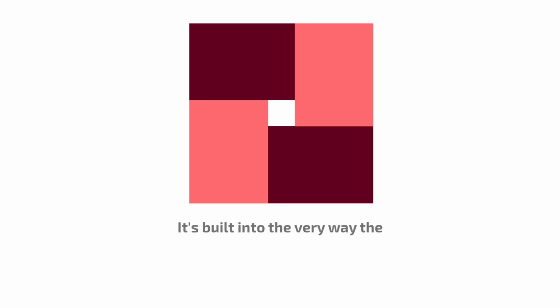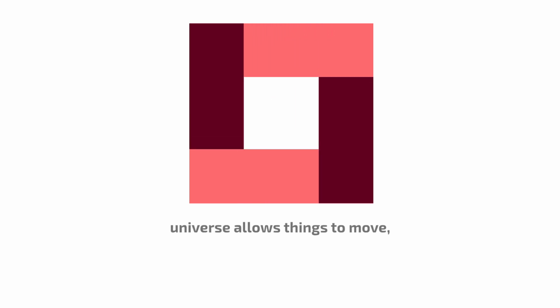So at the deepest levels, pi isn't just about round objects. It's about how space itself is structured. It's built into the very way the universe allows things to move, to vibrate and to interact.